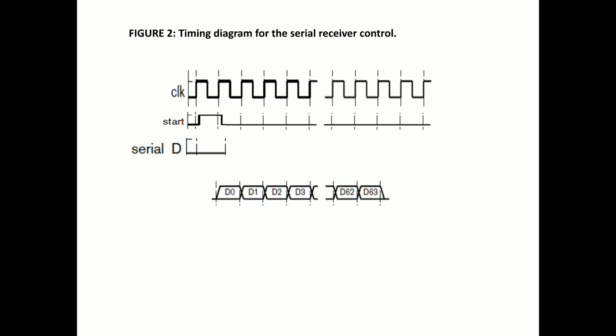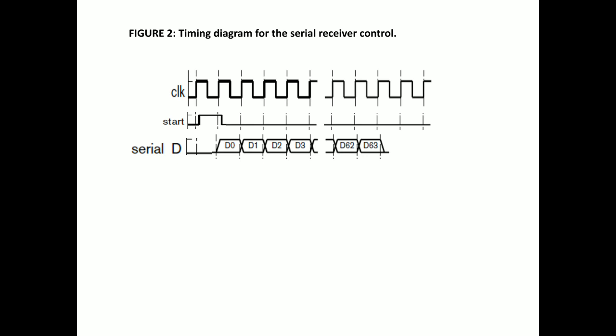After the start goes to 0, we will be getting 64 data bits, data 1 to data 64, within 64 clock cycles. You can see data 1 to data 64 has occurred. Sorry, data 0 to data 64 has been successfully received at the receiving end. Then how the data is received, we shall see with the control enable signal.